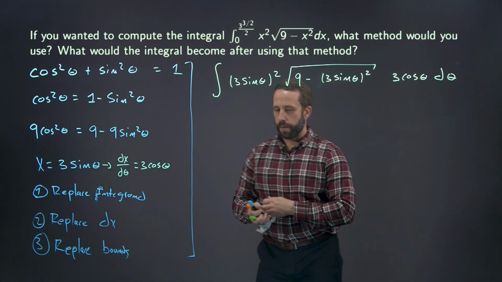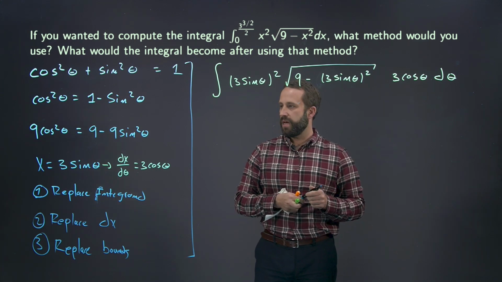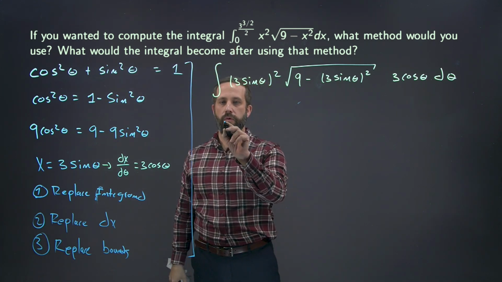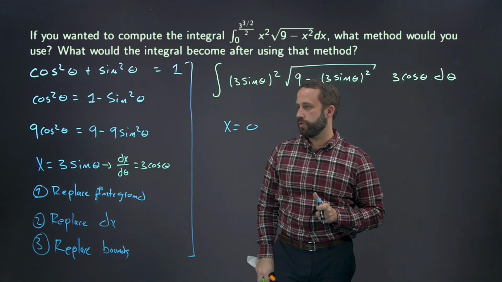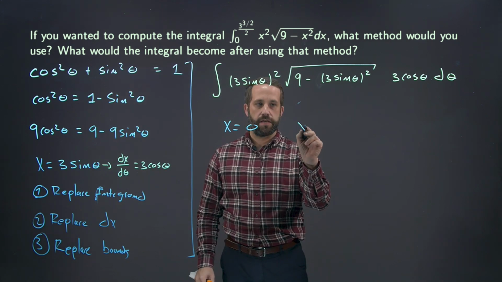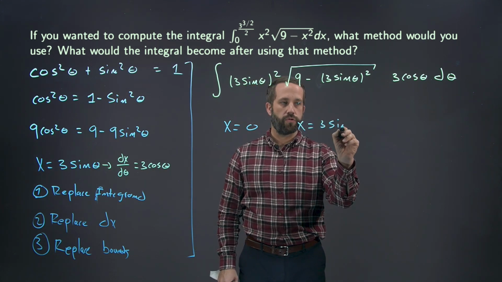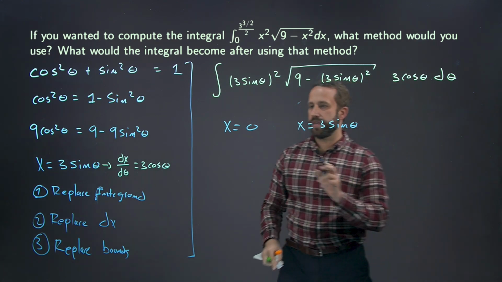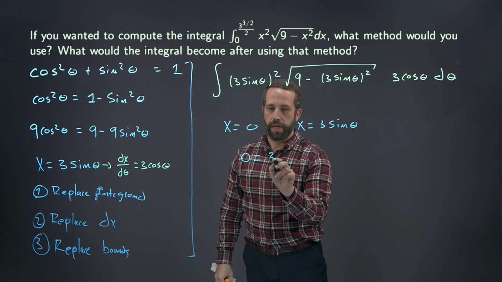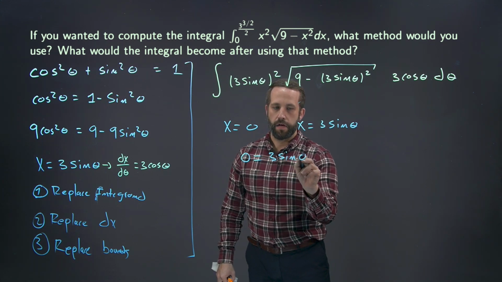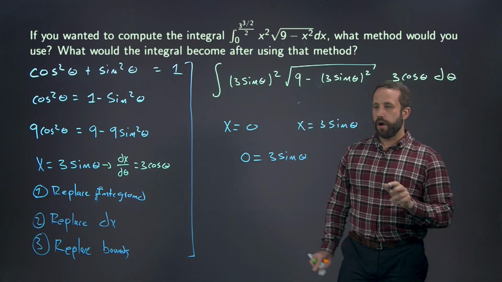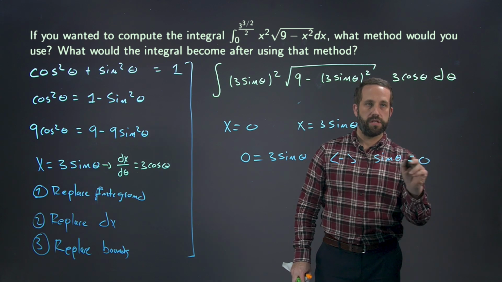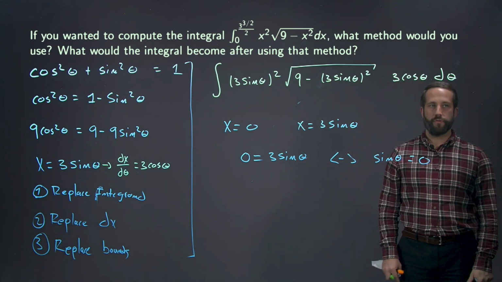So the limits on the integral, let me do a little bit of side work over here. The lower given limit in terms of x is 0. So the lower limit is x equals 0. But notice x is equal to 3 sine theta. So if x is equal to 0, but x is also equal to 3 sine theta, this tells me that 0 is equal to 3 sine theta. Or this is equivalent to saying sine theta equals 0 if I divide both sides by 3.